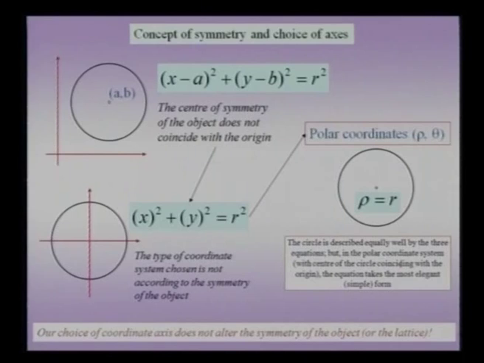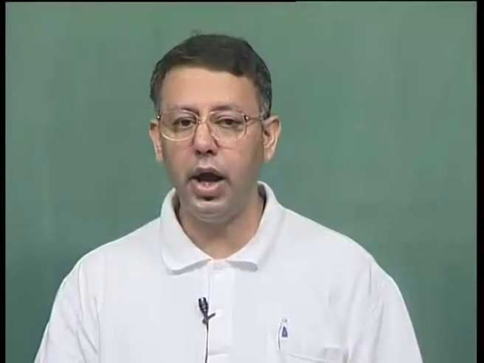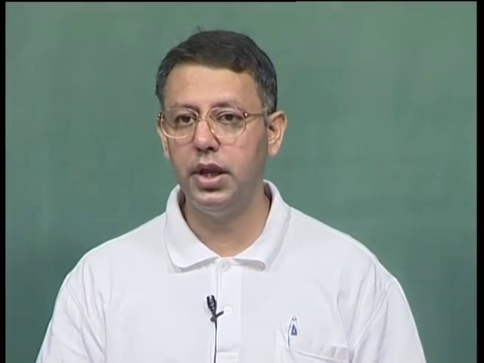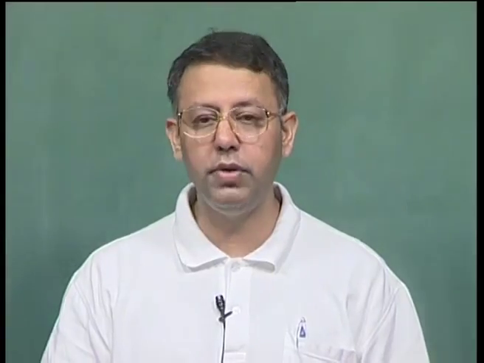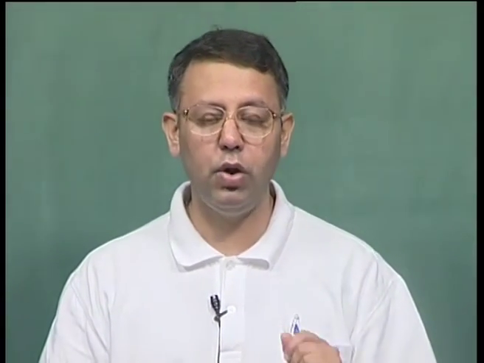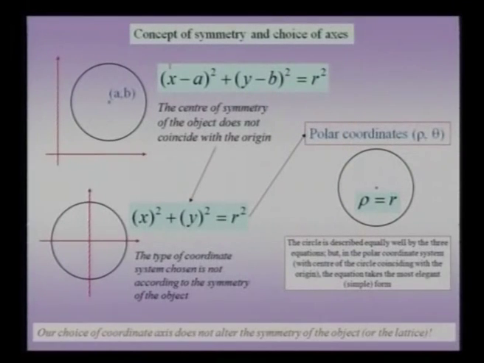So, from this example, it is very clear that I can choose any kind of a coordinate system to describe the circle, but there is a preferred one, and the preferred one is dependent on the symmetry of the structure I am trying to describe. The structure I was trying to describe in this example is a circle. Therefore, for the circle, the most preferred choice was the polar coordinate system.